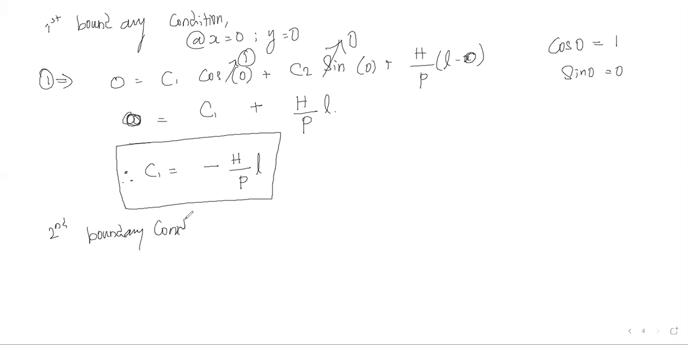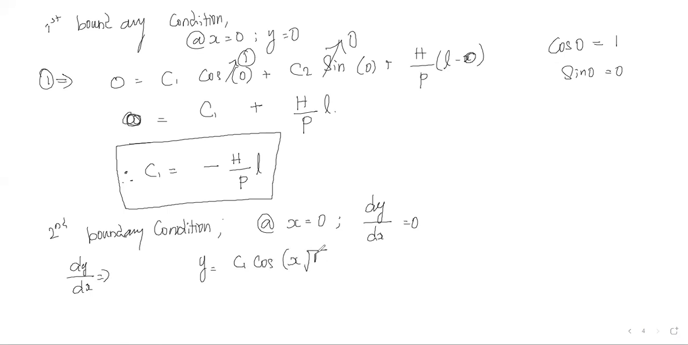that is at x is equal to 0, then slope dy by dx is equal to 0. So here dy by dx we have to calculate. First, y is equal to C1 cos x into root under p by EI plus C2 sin x into root under p by EI plus h by p into L minus x.